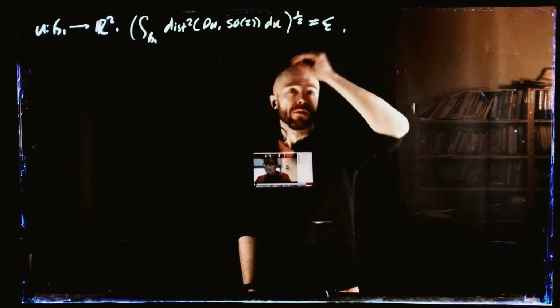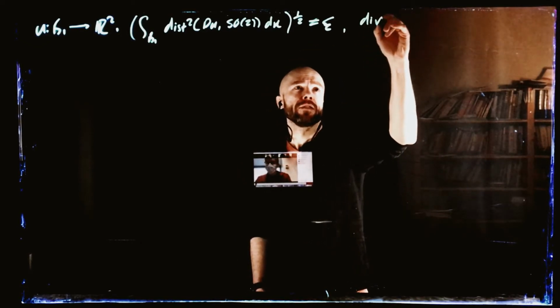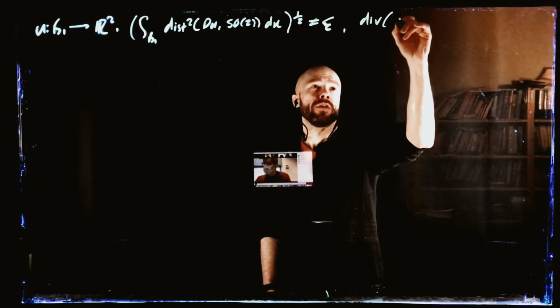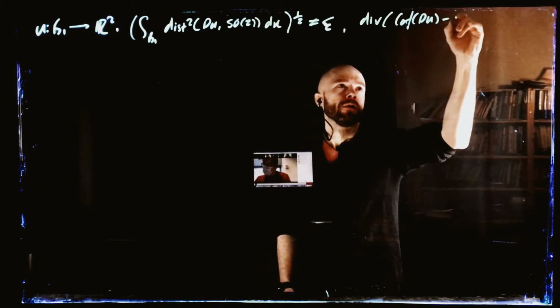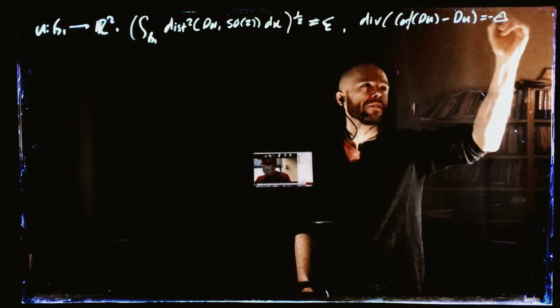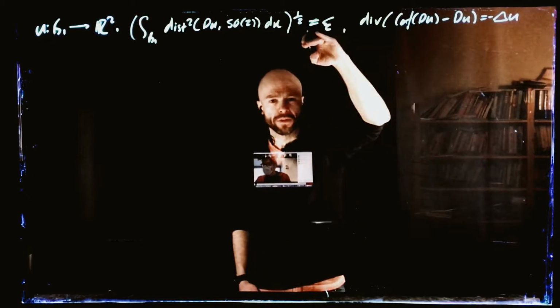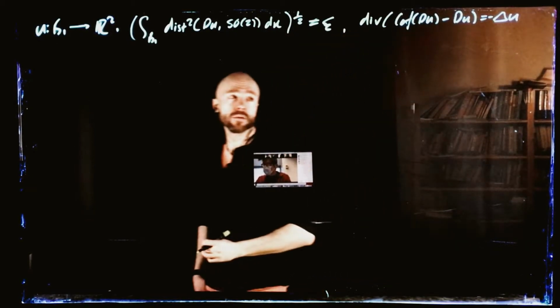We did the following reductions to this situation. We first observed that if we take the divergence of the cofactor of the gradient of u minus the gradient of u, this thing is equal to minus Laplacian. As always, we mean divergence of the first row, divergence of the second row, so it is Laplacian of the first coordinate, Laplacian of the second coordinate.